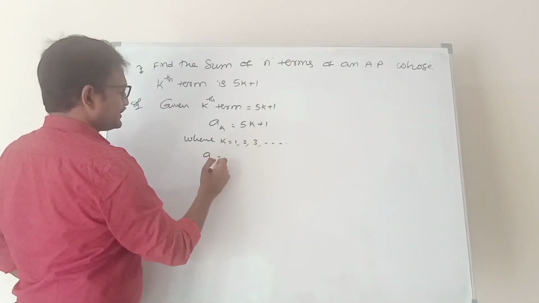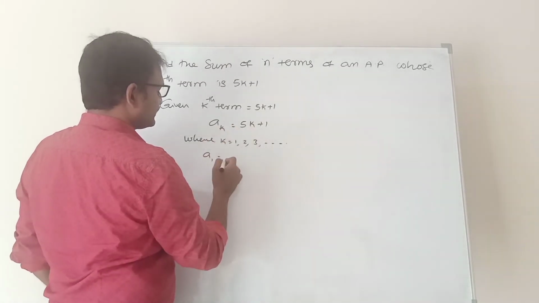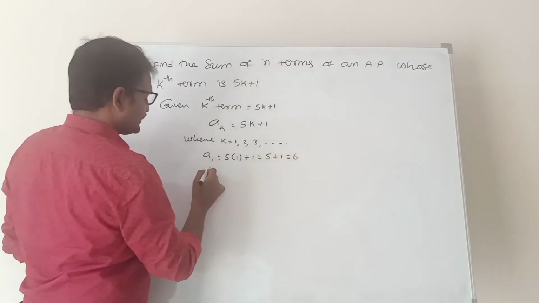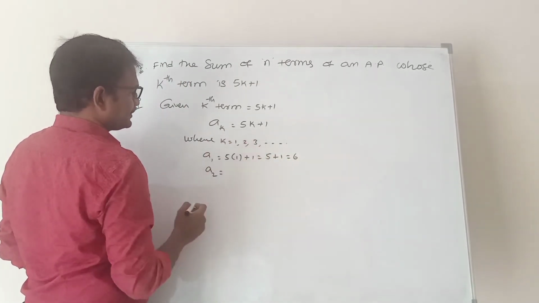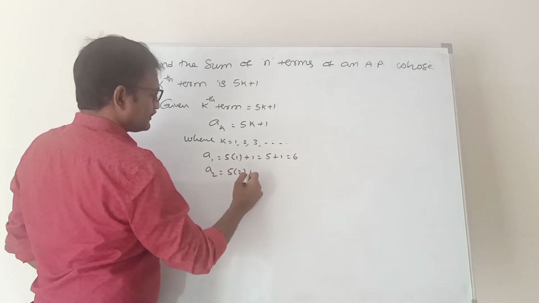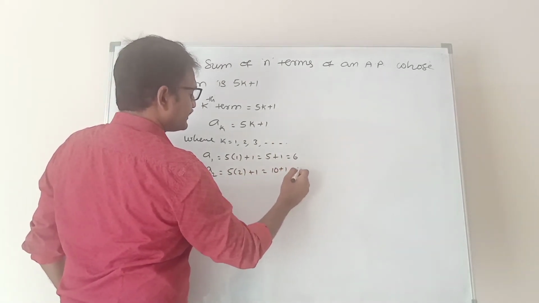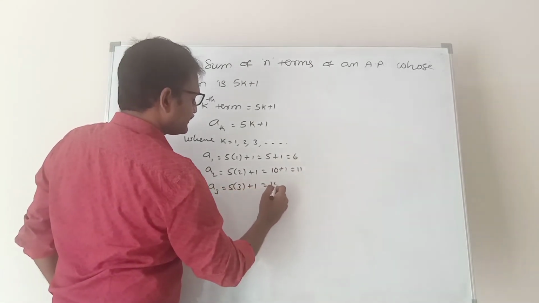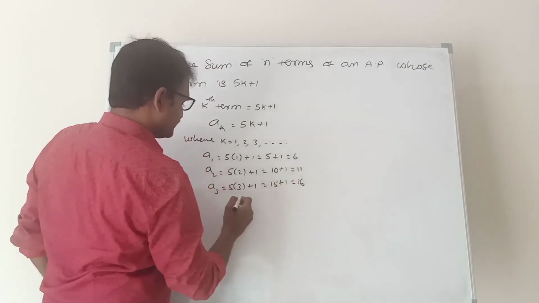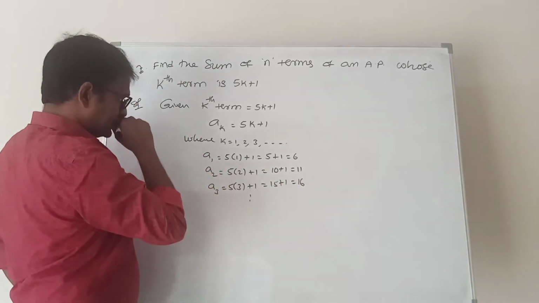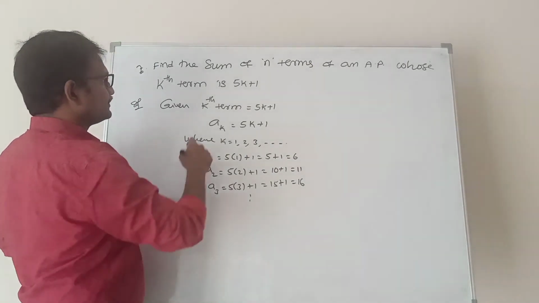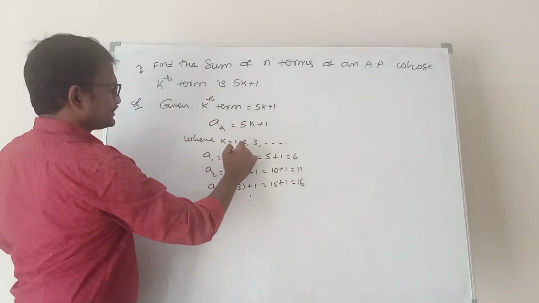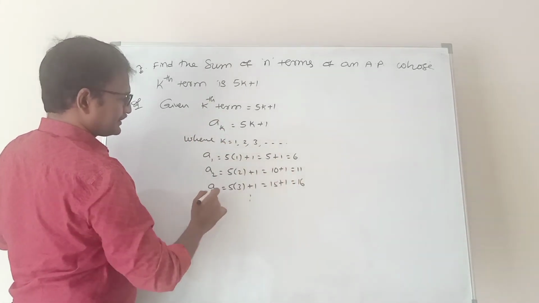So if you substitute k is equal to 1, then you will get 5 into 1 plus 1, that means 5 plus 1, 6. A2, in the place of k I am substituting 2: 5 into 2 plus 1, 10 plus 1, 11. A3, 5 into 3 plus 1, 15 plus 1, 16, so on. Similarly, find the sum of n terms of AP. So here first term is 6, second term is 11, third term is 16.